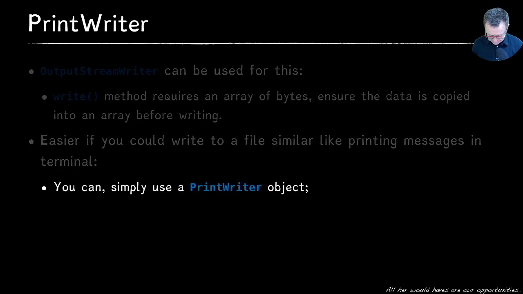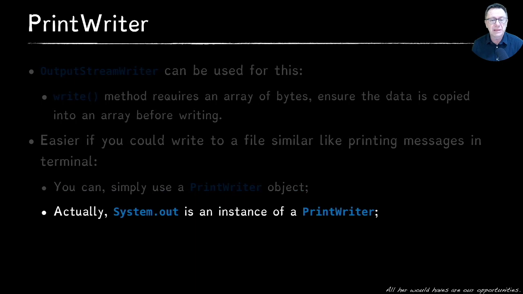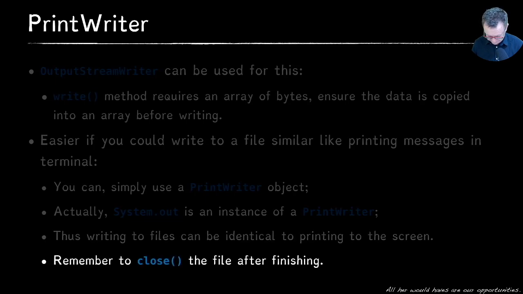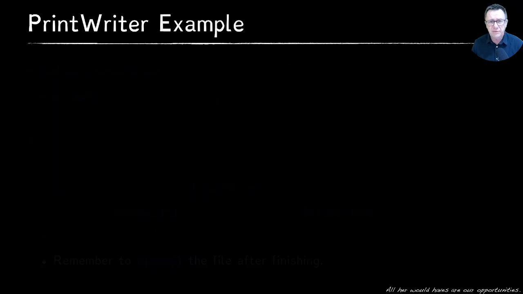Now, it's easier if you could write to a file similar to printing messages in the terminal. That would be great. And you can. You use a print writer object. And guess what? You've really been using that already, because system.out is an instance of a print writer object, okay? So writing to files can be identical to printing to the screen, which is really nice. And remember, we need to close the file after we have finished.